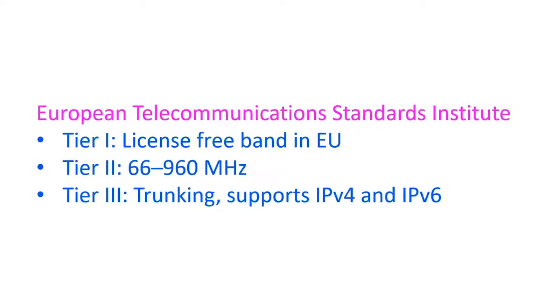ETSI has envisaged 3 tiers for DMR, of which Tier 1 is license-free in most countries of the European Union in a specific band. Tier 2 needs a license and is for frequency bands from 66 to 960 MHz. Tier 3 is for trunking in the same spectrum and supports voice and short messaging. Tier 3 also supports packet data with support for Internet Protocol version 4, IPv4, and Internet Protocol version 6, IPv6.